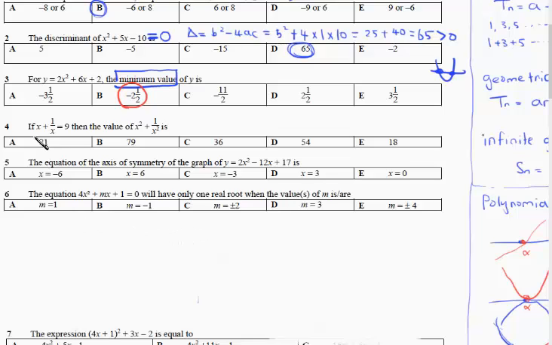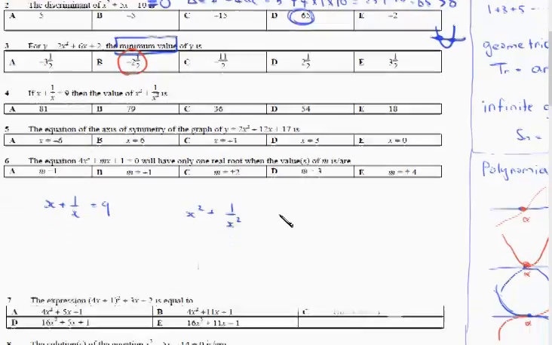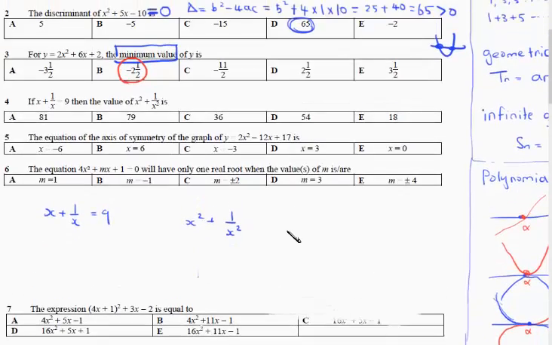Now, number 4. It says x plus 1 over x equals 9. Find the value of x squared plus 1 over x squared. Okay. So what is the value of this? That's what they're asking. So we're going to try multiplying this by itself. So when we do the square of this, of course that's the square of that. That's 81. 9 squared is 81.